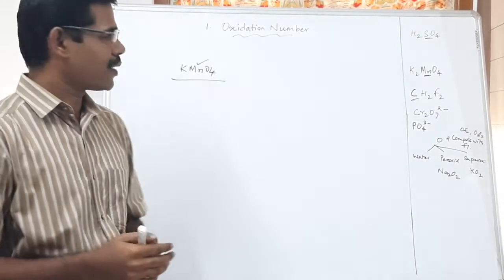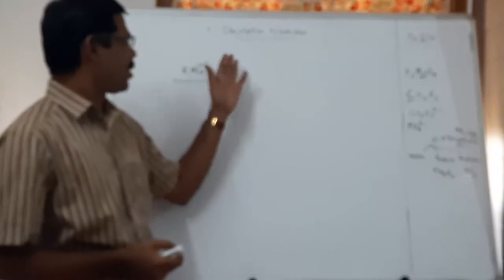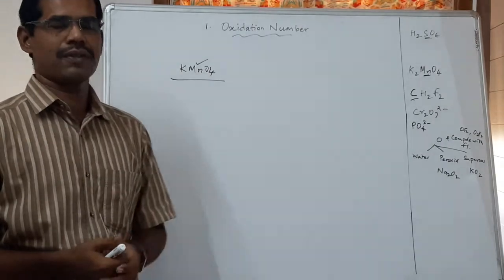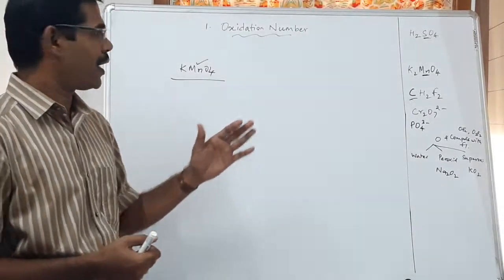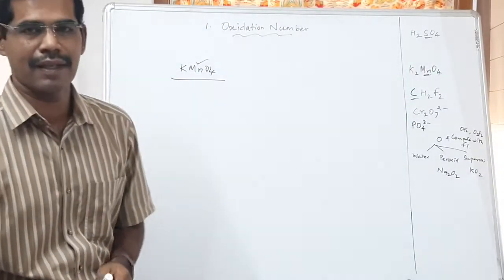So now let us calculate oxidation number for an element in a compound, and also what are all the rules that are there for calculating the oxidation number, let us learn in this class.